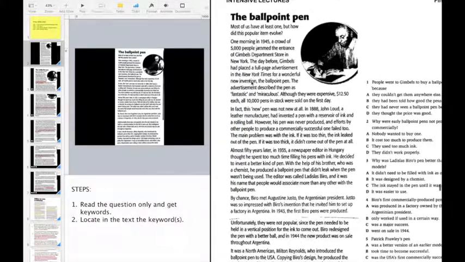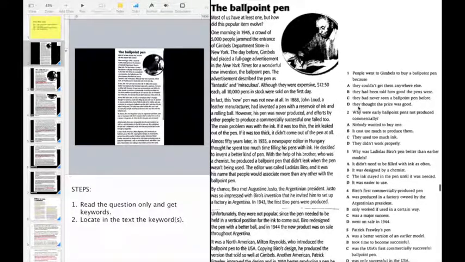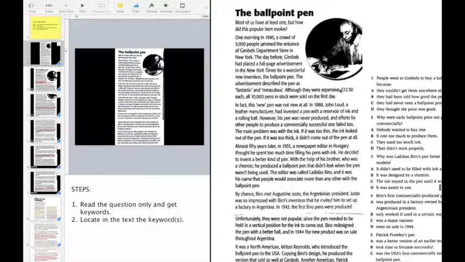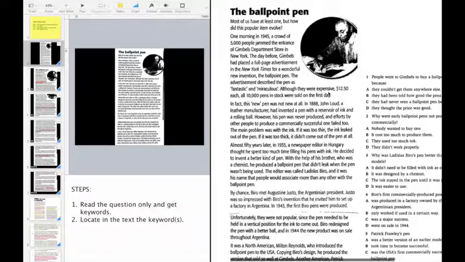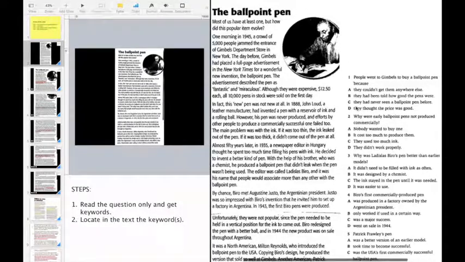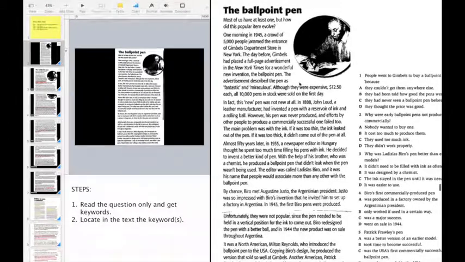It might be a new invention, but there's nothing in this text here that says they have not seen it ever. And third, they thought the price was good. There's a mention of the price here, but it's expensive. Although even if it's expensive, it doesn't mean it is a good price. So therefore, from among the choices provided here, the likely answer is going to be letter B, because it has been described as fantastic and miraculous. So that's how it's going to be.